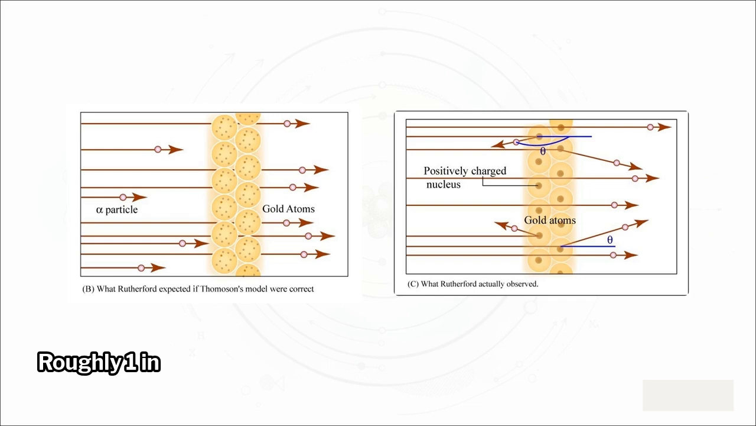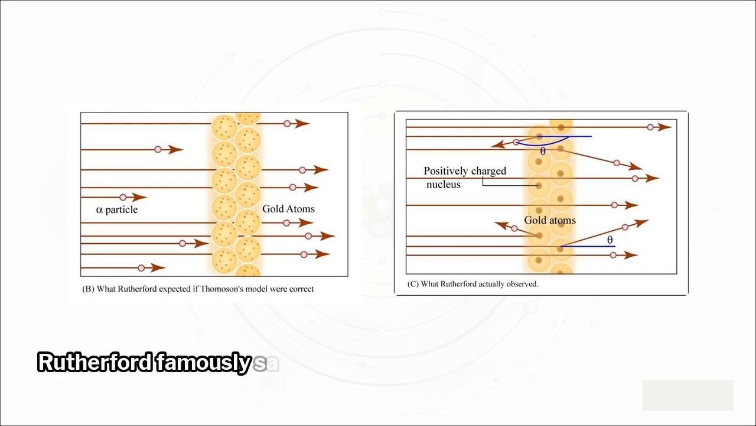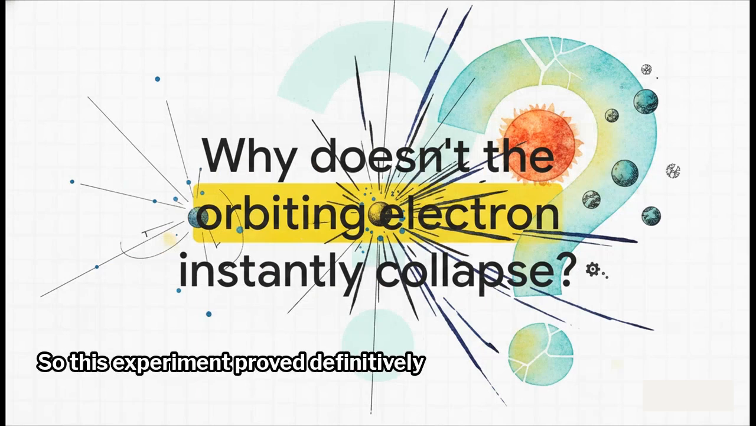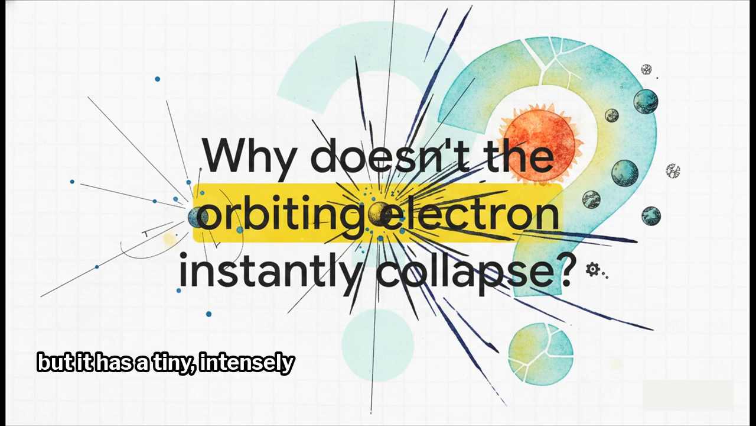Roughly 1 in 8,000 particles completely backscattered. Rutherford famously said it was like firing a 15-inch artillery shell at a piece of tissue paper and having it bounce straight back to hit you. No way, right? So, this experiment proved definitively that the atom is mostly empty space, but it has a tiny, intensely dense, positively charged nucleus right at the center.